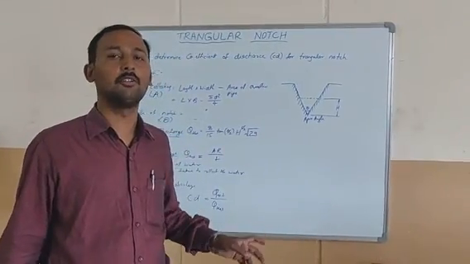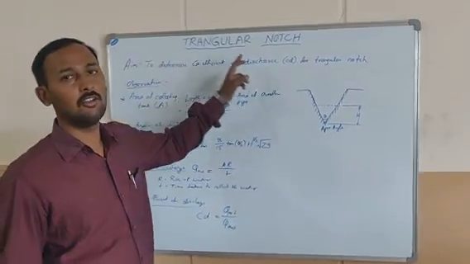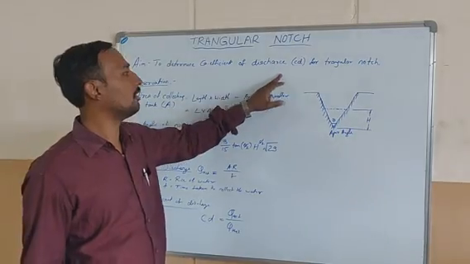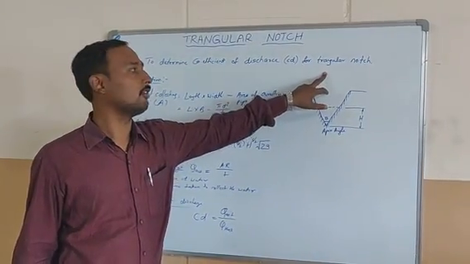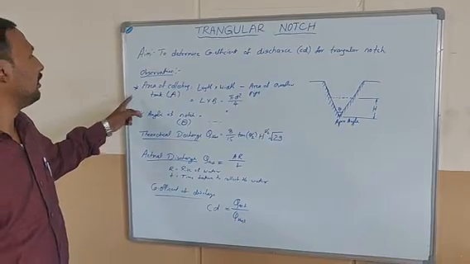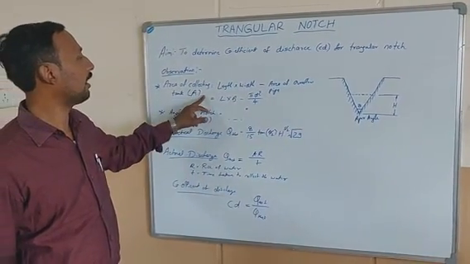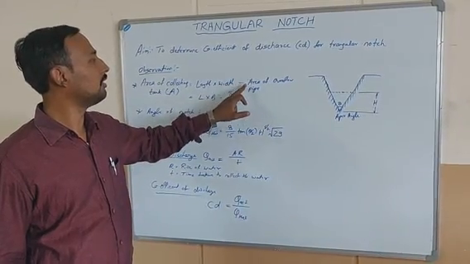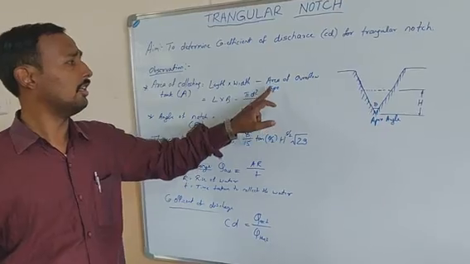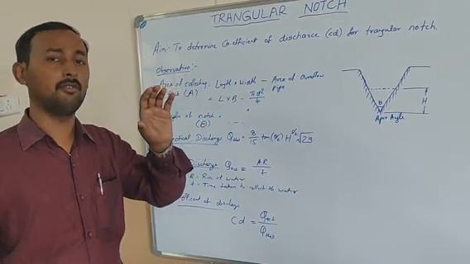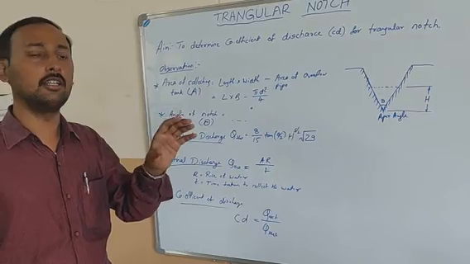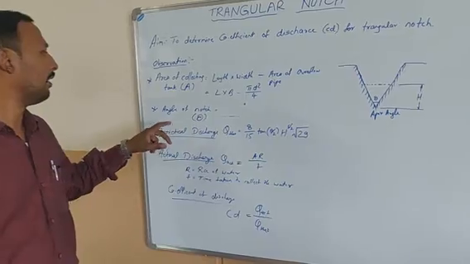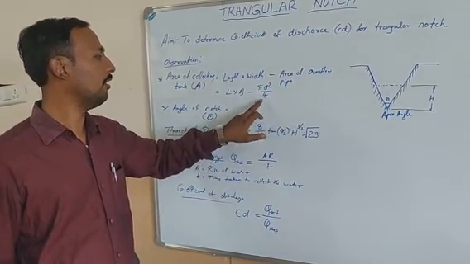Today we are conducting the experiment of the V notch. Here we have to determine the coefficient of discharge for the triangular notch. In the observation, first is the area of the collecting tank, that is length into width, minus the area of the overflow pipe, because in the tank there is a pipe of 63 mm diameter, so we have to subtract the area of that overflow pipe. L into B minus pi d square by 4.